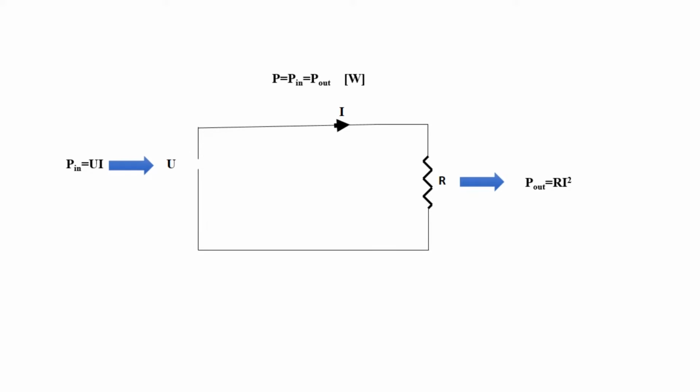The same rule applies with an AC source. However, the formula is a little bit different. This can be visually interpreted with power vectors. Active power is the only type of power that can be converted into mechanical work, heat, light, and so on.